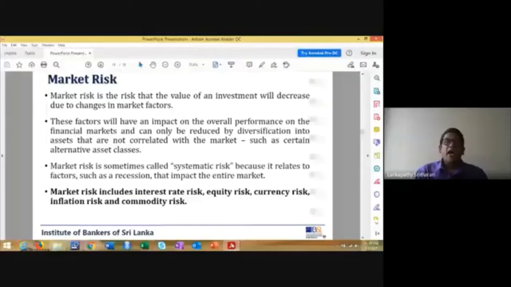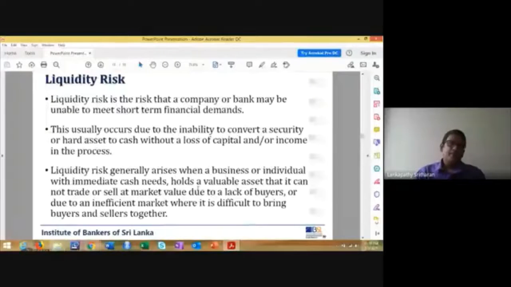Okay, I am moving to the liquidity risk. Liquidity risk is the risk that a company or bank may be unable to meet short-term financial demands, which is most important. Even though credit risk is most important for a bank. Why do I say that credit risk is most important for a bank? Because more than 70% of the bank balance sheet is represented by loans and advances. But liquidity risk also has more impact, or the same importance, in the financial business.